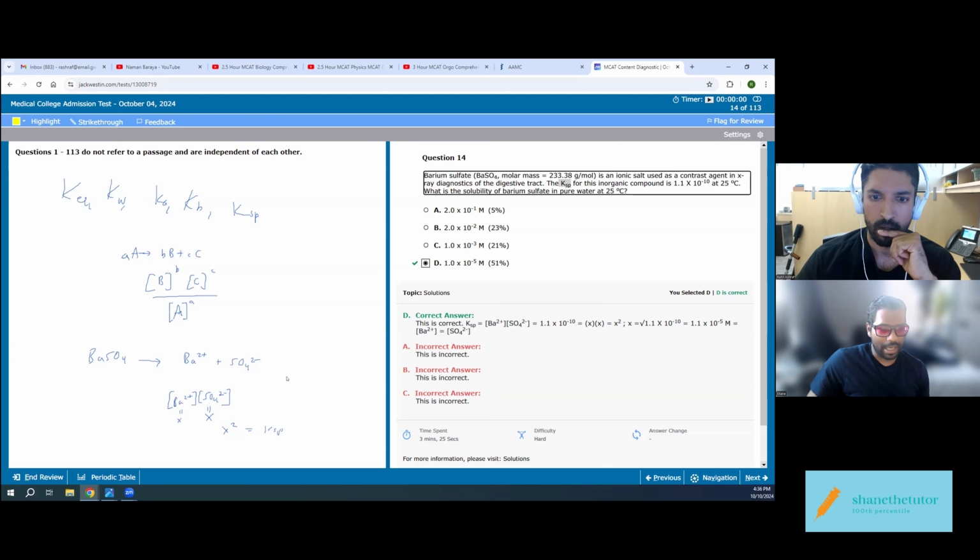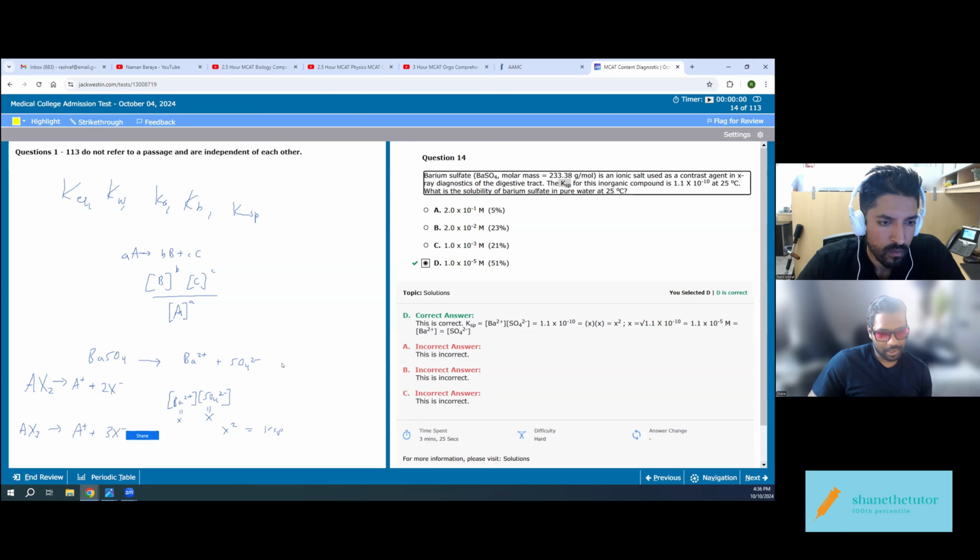So let's say we have, I'm just going to make it AX2 and AX3. So let's say this breaks up into A+ and 2 X-, and then this breaks up into A+ and 3 X-, right? So these would be a little different now. So this would be, yeah, no, that makes sense.